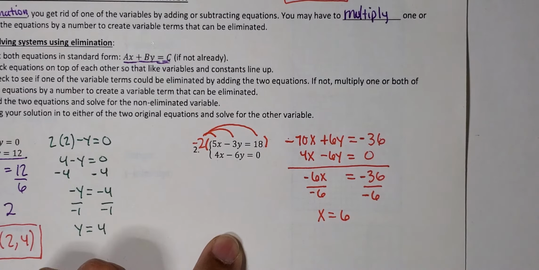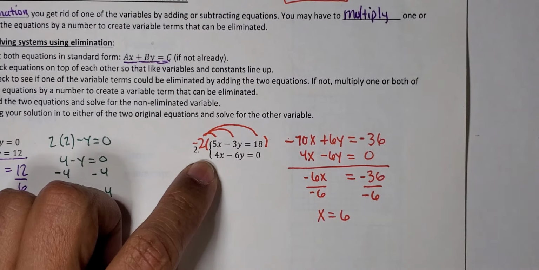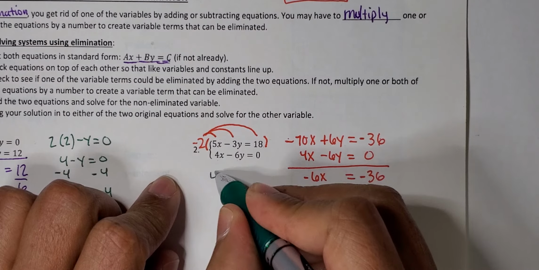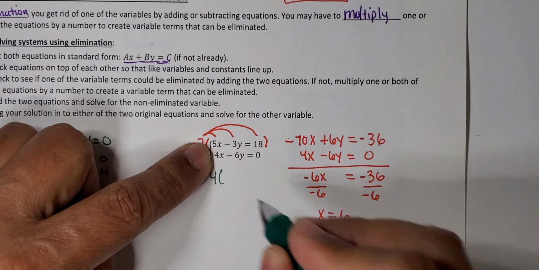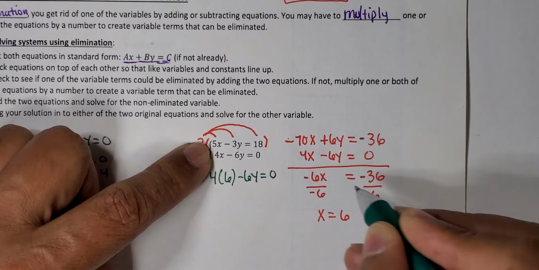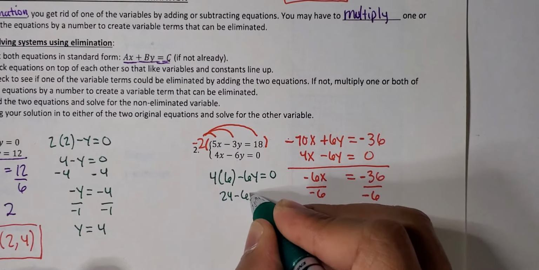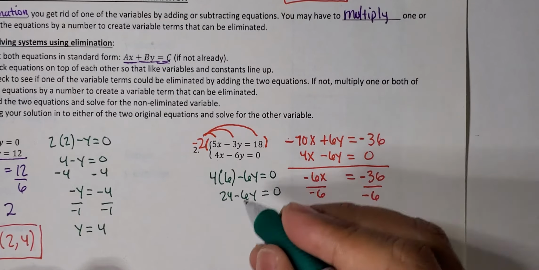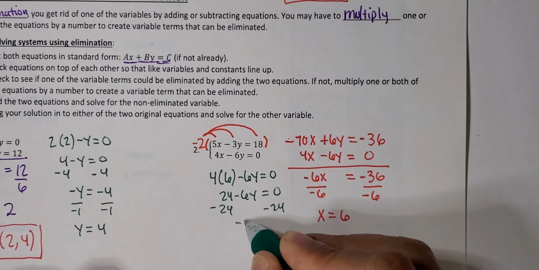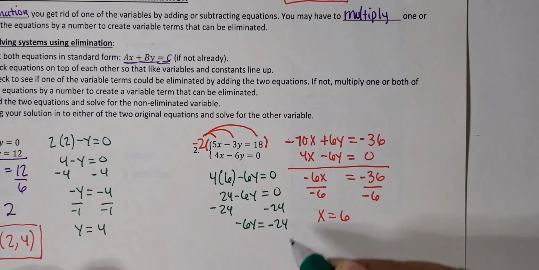Okay, and we know the value of x now, so I'm going to go back to one of these equations, and I'm going to do it on this one here, the second equation. So this is going to be 4, and instead of x, it's going to be a 6, minus 6y equals 0. So 4 times 6 is going to be 24, minus 6y equals 0 again. So then subtract this 24. So then we have negative 6y equals negative 24.